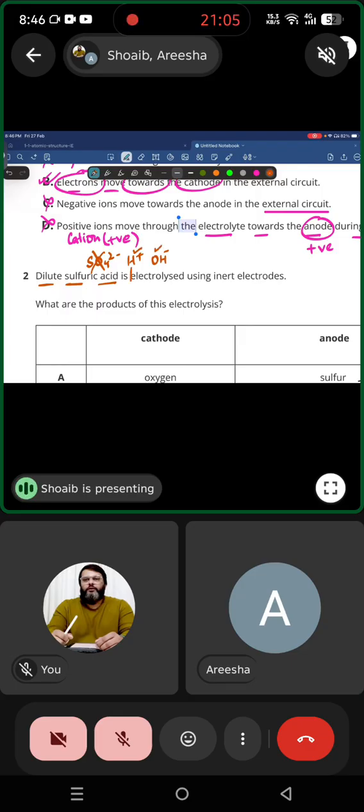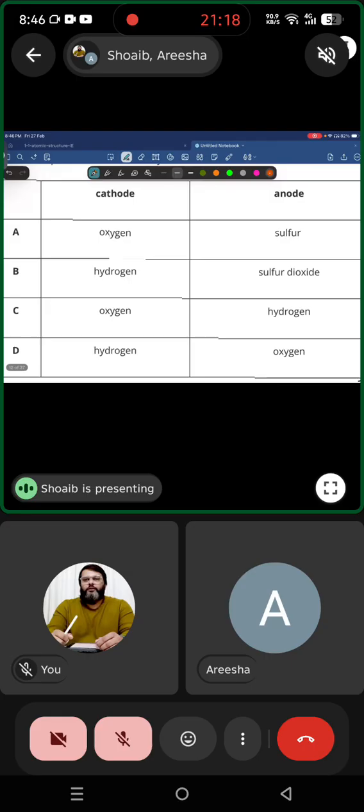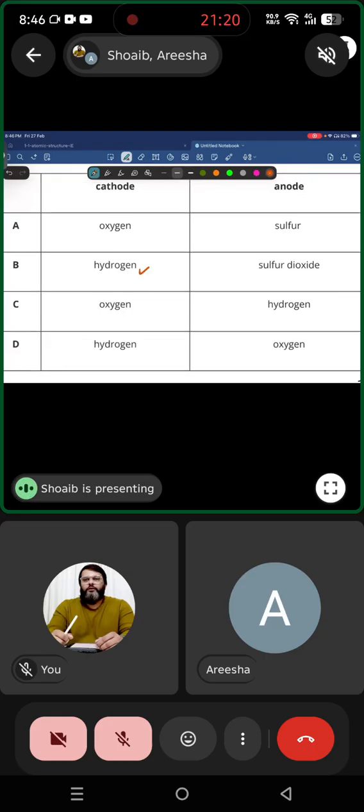Discharge means they're producing a hydrogen gas and the hydroxide is producing an oxygen gas here, using an inert electrode. So on the cathode hydrogen will be produced here. C and A are not our choice. The sulfur dioxide is not produced. Oxygen gas is produced, so the D is the correct answer.